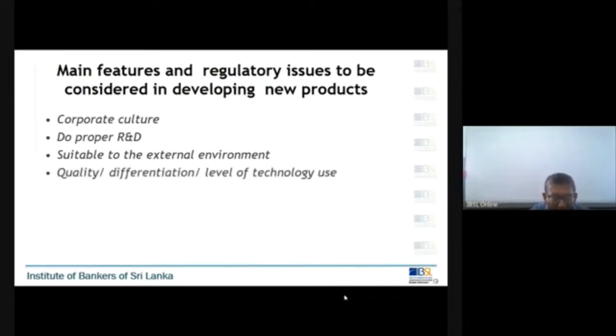Then what is the level of technology you are going to use? How are you going to differentiate from your competitor? What are the quality aspects you are going to look at? And also, one thing, you need to look at the regulatory direction, the central bank direction. Now you can't give gifts. Earlier we had gift money, draws. Now you can't incorporate those lottery draws into the products.